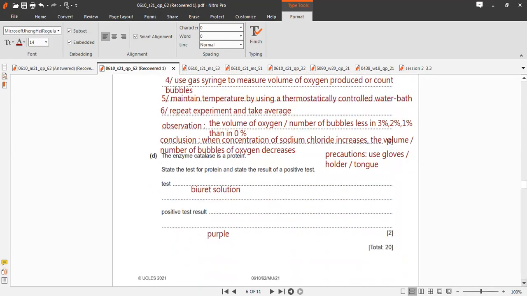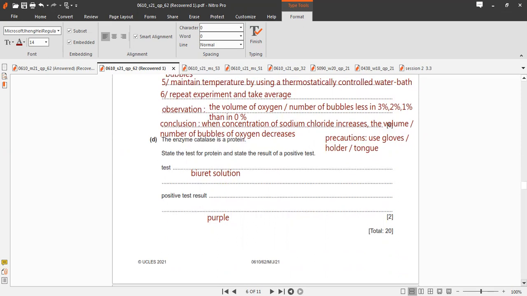D. The enzyme catalase is a protein. State the test for protein and state the result of a positive test. The test uses Biuret solution, and the positive test result is purple.